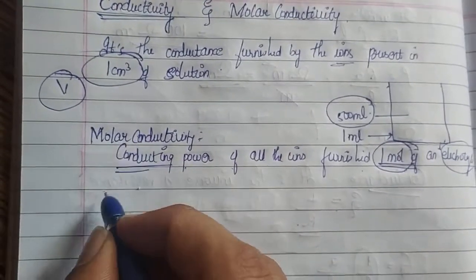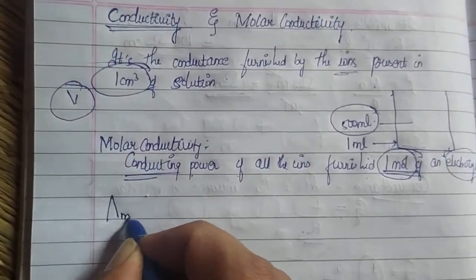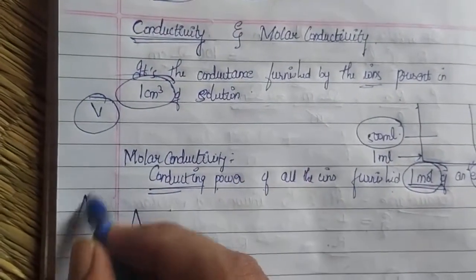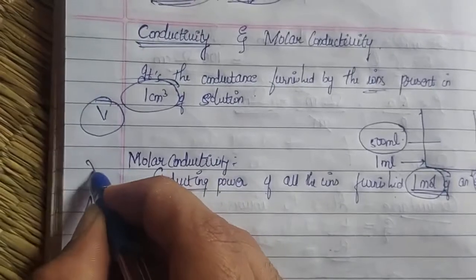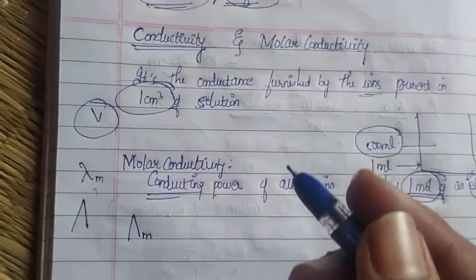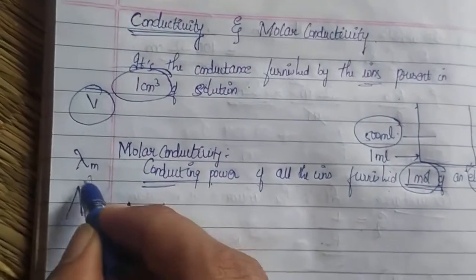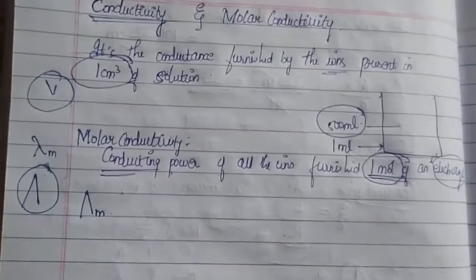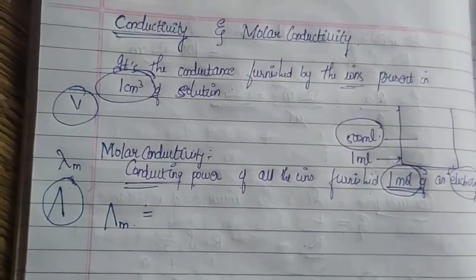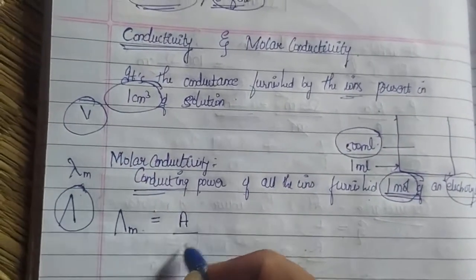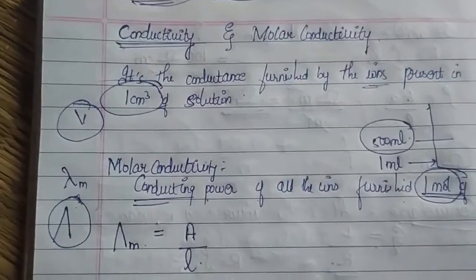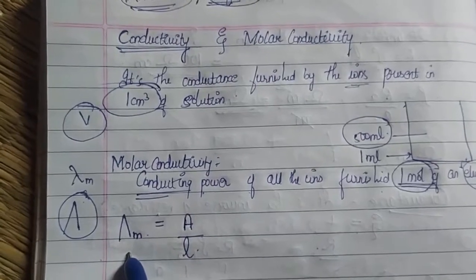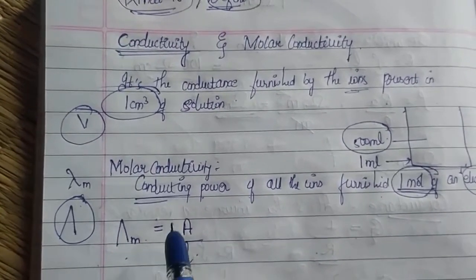Define molar conductivity. Basically, we denote molar conductivity as lambda m. In some books they write it as lambda, but in your textbooks they have mentioned it this way, so try to write it this way itself. Molar conductivity equals A divided by L, the formula is the same, no changes. But how are you going to define it? Molar conductivity of a solution at a given concentration is the conductance.